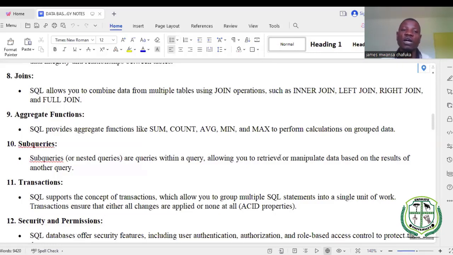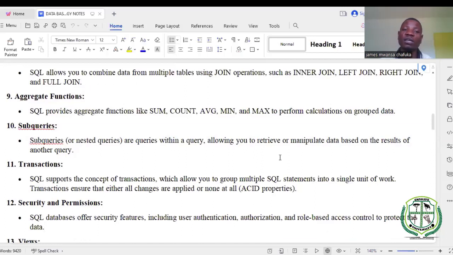And then there are also aggregate functions. SQL provides aggregate functions like sum, count, average, minimum, and maximum to perform calculations on grouped data. So in order to perform calculations on grouped data, SQL provides aggregates such as sum, count, average, maximum, and minimum.